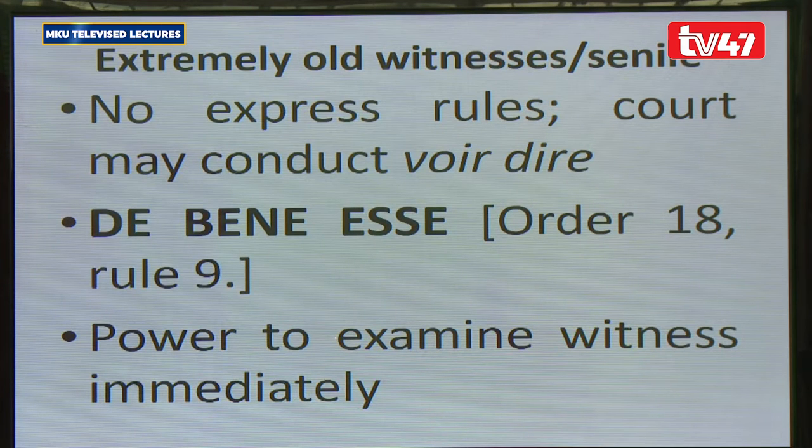When it comes to extremely old witnesses, you remember Section 124 has told us about extremely old witnesses. So now, what happens if, for example, you have a client who is 90 or 80s and is actually senile, what we call dementia? Now, for that, we really do not have a rule or a way of procedure. What we usually try to do is that under the civil procedure rules, we usually try to make an application called de bene esse.